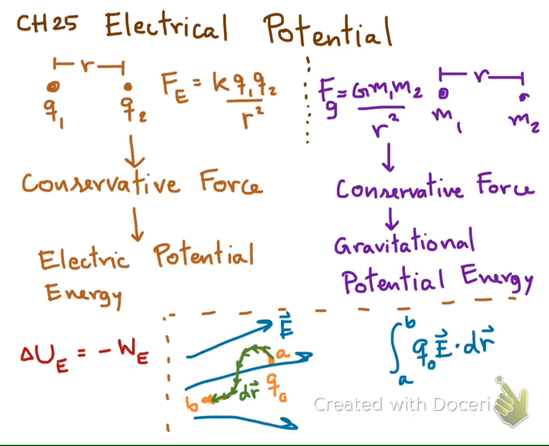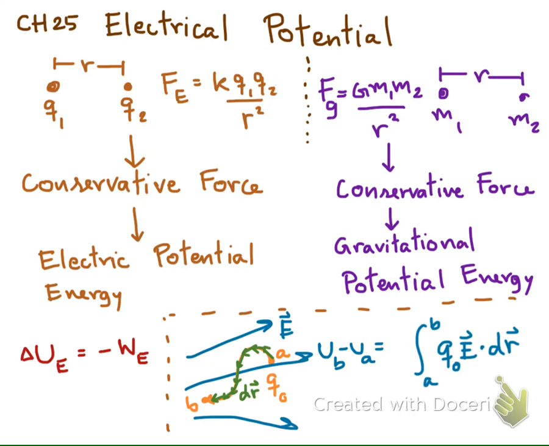Now, from the definition of the electric potential energy, the potential energy difference between points A and B, UB minus UA, is equal to minus the integral from A to B of Q0 E dot dr. So this is the expression of the electric potential energy difference between two points A and B when we place the test charge Q0 in this region. Okay.